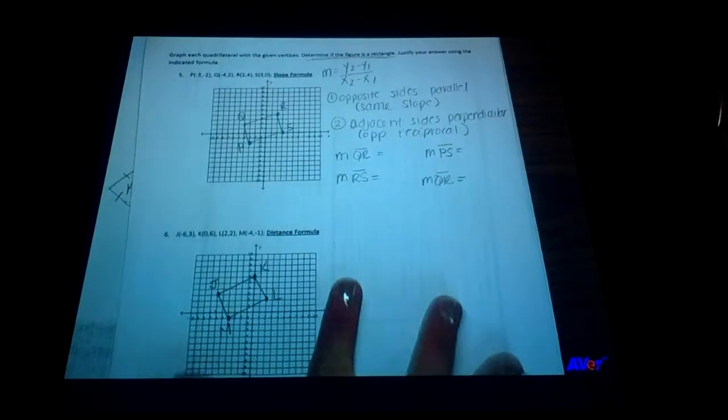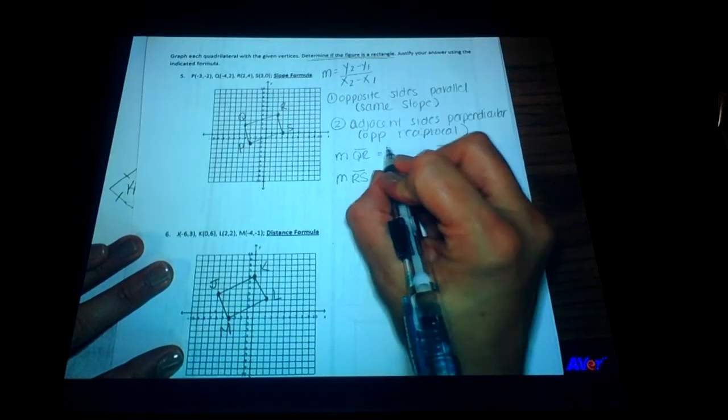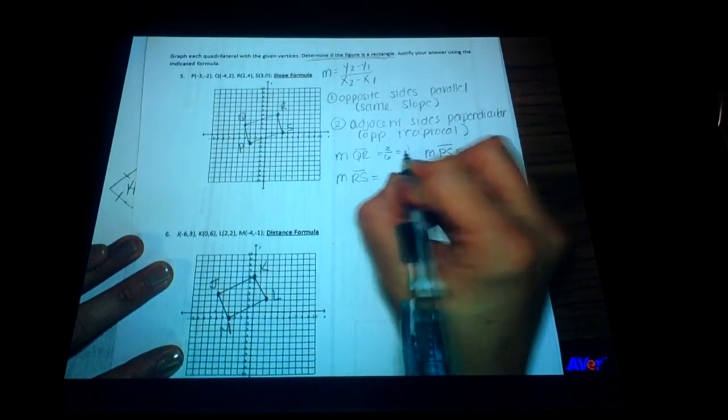Now we're on a graph, so you can do rise over run. I'm okay with that. If you want to use the slope formula, you're welcome to do that too. So again, if we're doing rise over run here for QR, I'm rising 2, and I'm running 1, 2, 3, 4, 5, 6. So 2 over 6 simplifies to be 1/3. Press pause and find the slopes of the other 3 sides.